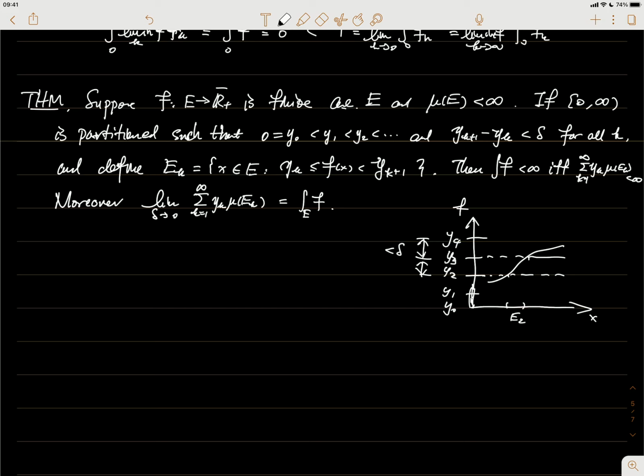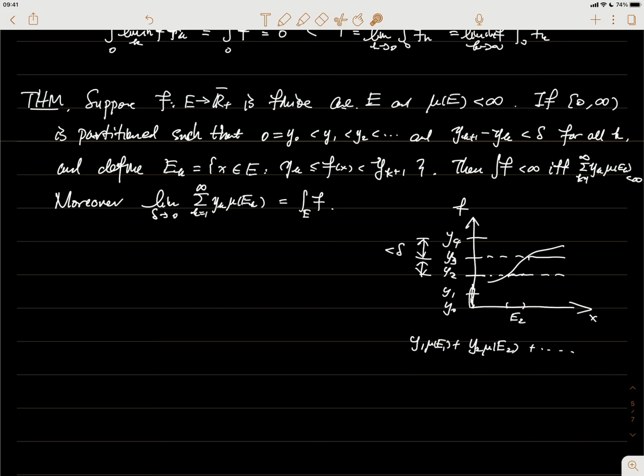And the claim is that the function is integrable if and only if you take the smallest value, which is y2 here, and multiply it by mu of E2, and apparently you have this for every case, so you have y1 mu E1 all the way like this, and then the function is integrable if and only if this infinite sum is finite.